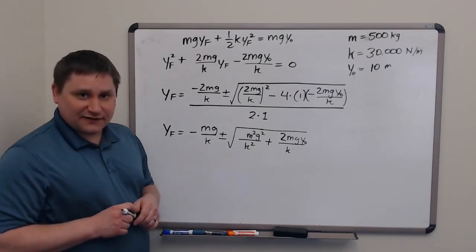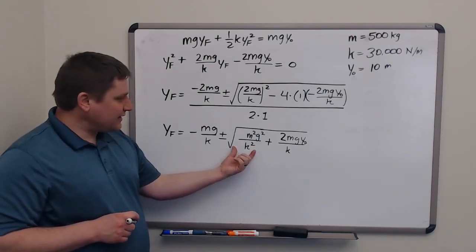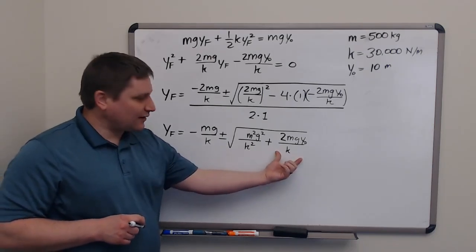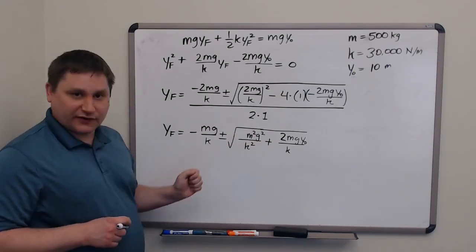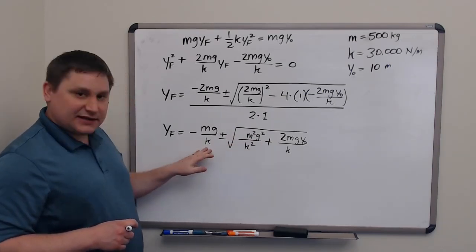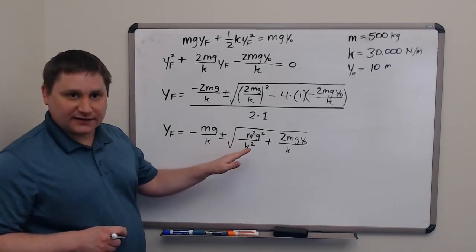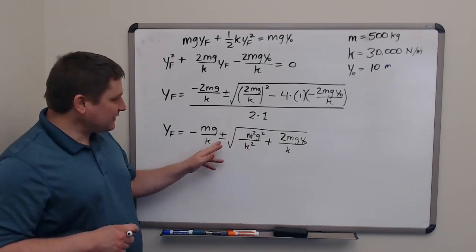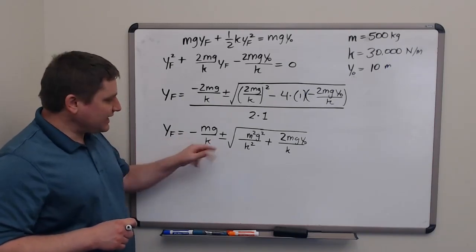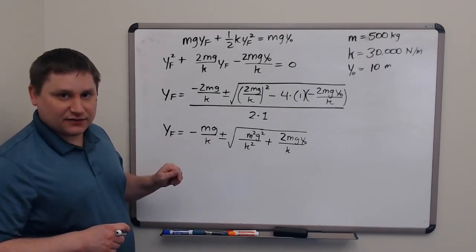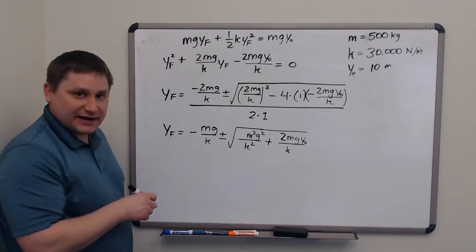If we look at what's inside of the square root, we see that it is definitely larger than this term. These terms here are positive. So the square root itself is larger than mg over k. So I'm taking a negative term and I'm adding or subtracting something which is larger than it in absolute value. That means that the plus sign choice would result in a positive value of yf, and the negative sign choice would result in a negative value for yf. Given the context, we should choose the minus root.